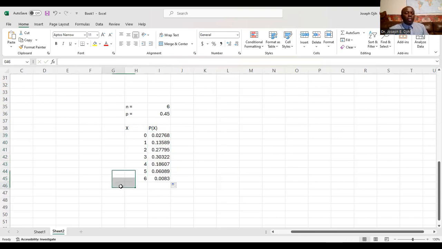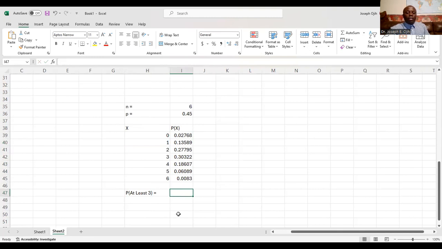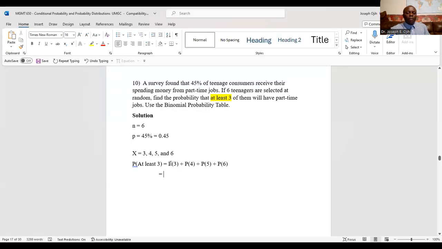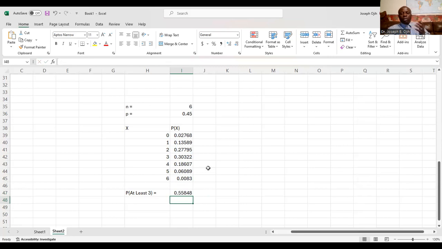Now, what we are looking for is the probability of at least 3. Let me expand that section. At least 3, like I said in the formula, means the probability of 3, 4, 5, and 6. So the probability of at least 3 equals the probability of 3, see the 3 right here, plus that of 4, plus that of 5, plus that of 6. Then you press the enter key and you get your answer right away. If you are asked at most 3, that means 3 or less, so you add from 0, 1, 2, 3.